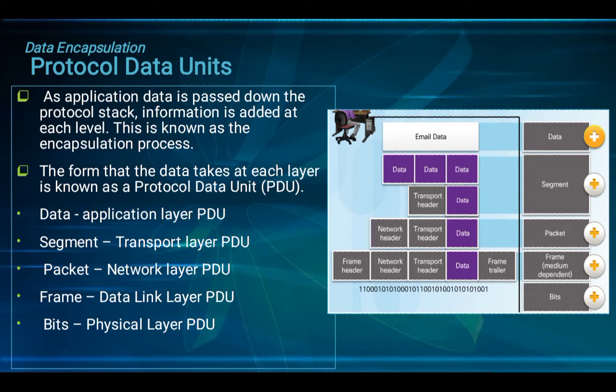Data is the application layer Protocol Data Unit, and segment is the transport layer Protocol Data Unit. Packet is the network layer Protocol Data Unit. Frame is the data link layer Protocol Data Unit, and bits is the physical layer Protocol Data Unit.